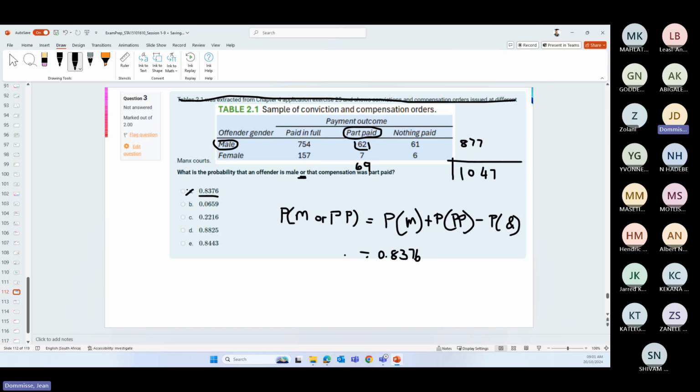Okay, so it's not that one. Plus the probability of part paid. So that's 69 divided by 1047.